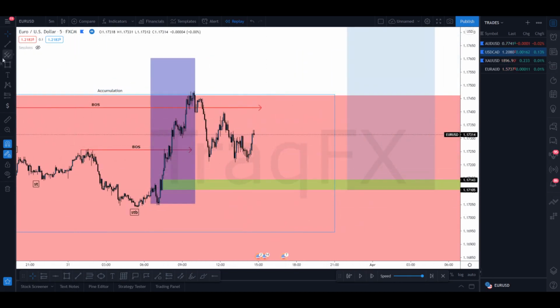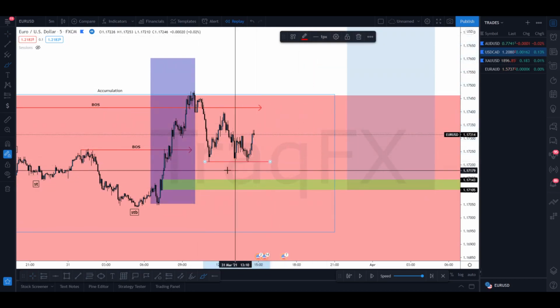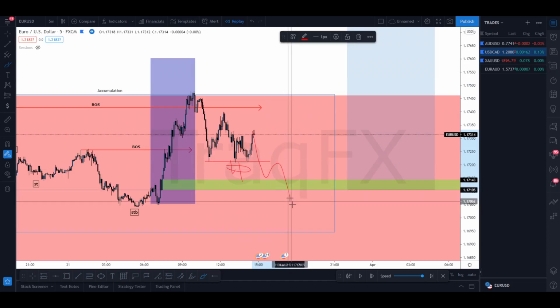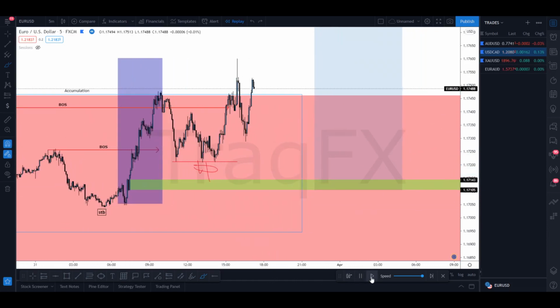So at this point, we would obviously look for the market to come back into our level, and then we take buys. Now, we also have liquidity forming right over here. The market is going to have to take out that money. And from here, blah, blah, blah, the market does its thing.